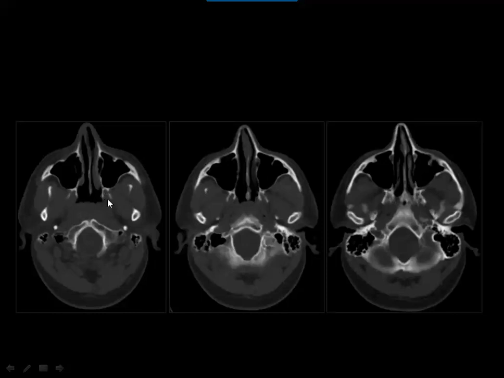Then going up, you can see the zygomatic bone, and this is the maxillary sinus, the lateral pterygoid blade, the medial pterygoid blade, and the pterygoid fossa in between. This is the nasal septum, the cartilaginous part anteriorly and the bony part posteriorly.